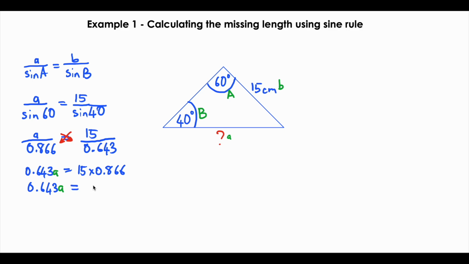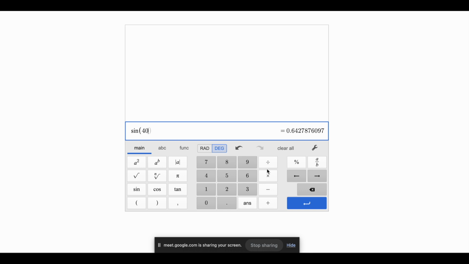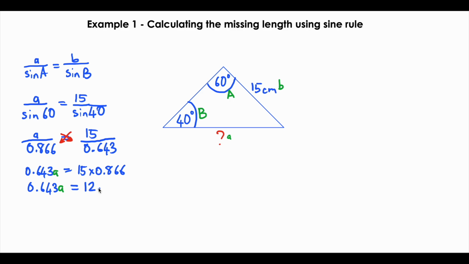So I'll go to my calculator. 15 times 0.866 is 12.99. Wonderful. Good work. Now, we need to get the A by itself. I'm writing each and every single step so you can see step by step what's going on here. So this was step 1, step 2, step 3, 4, 5, and then this part is going to be step 6.